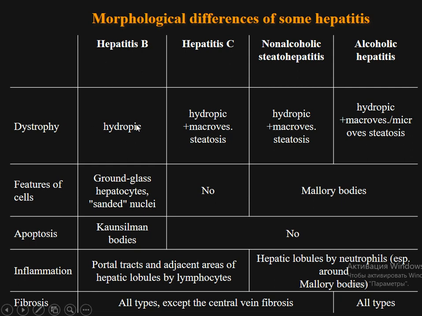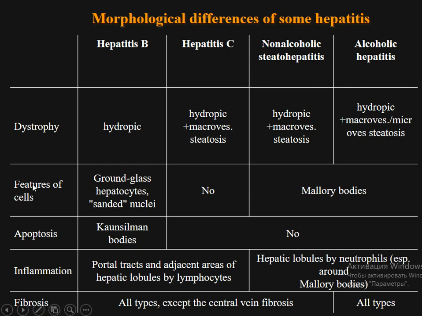In case of hepatitis B, first of all, hydropic. In hepatitis C, we will see not only hydropic, but we see macrovesicular fatty dystrophy. The same in non-alcoholic steatohepatitis. In alcoholic hepatitis, we see hydropic, macrovesicular, and areas of microvesicular fatty dystrophy.